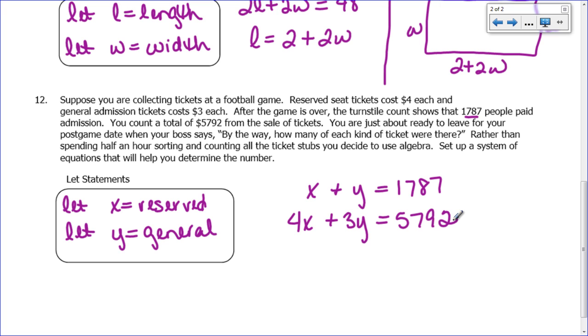Whenever you're dealing with a problem like this where you've got a total number of items or people, and then you have a total cost of those items, you have to have 2 equations, one for the total of the items and one for the total price. And so that's how you have to look at it. So this is my total items, this is my total cost.